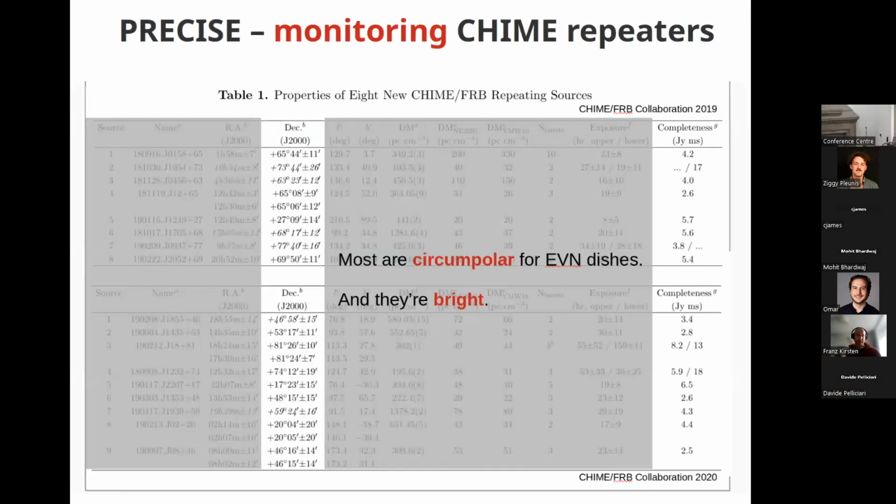This started off with the first CHIME repeaters. These are the first two tables of the published repeaters, and what you can see is that those repeaters were all very high in declination, 50 and above, most of them. Secondly, they were silly bright, several Jansky milliseconds. High declination means they're circumpolar for the EVN dishes, and bright means you don't necessarily need a big dish to detect them, because with a 25 to 30 meter dish your detection threshold is around 5 to 6 Jansky milliseconds.